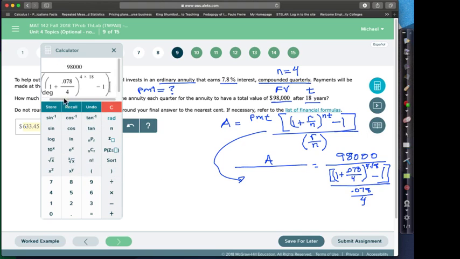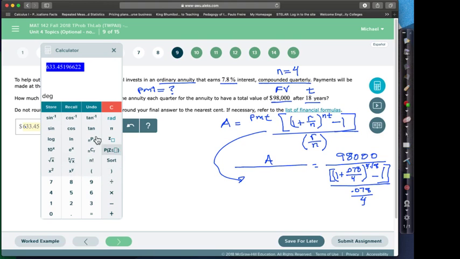But I want some more in the bottom, so what I do, and again, you guys, I just select this part. And then I want to divide that by 0.078 divided by 4. And this should all work out. We should get the same number of $633.45. So let's hit enter. $633.45. It works out just beautifully.